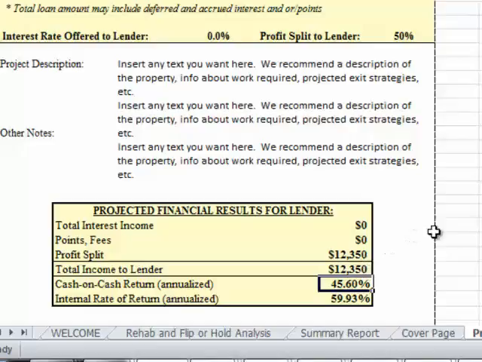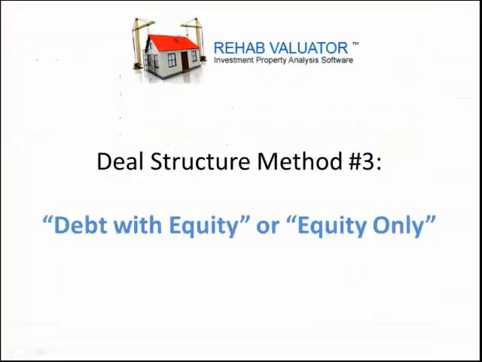So again, these are just some of the typical ways in which you can structure your private money deals. The beauty of private money is that it's flexible. It really just depends on your imagination and what you can negotiate with your private lender. And obviously, you've got to be able to find out what their goals are, and tailor your deal structure ideally to fit both your goals and theirs.